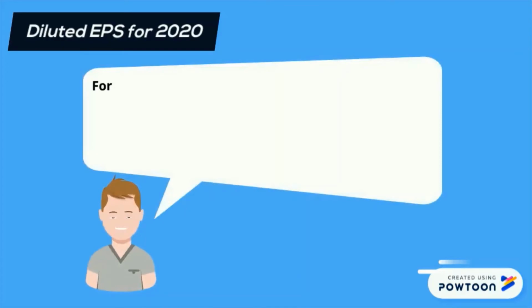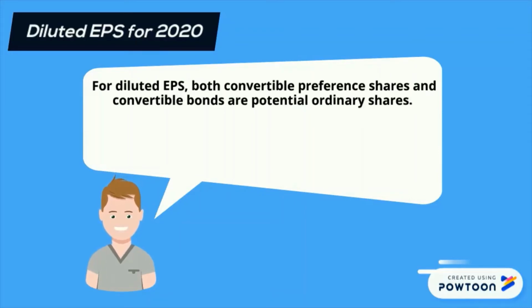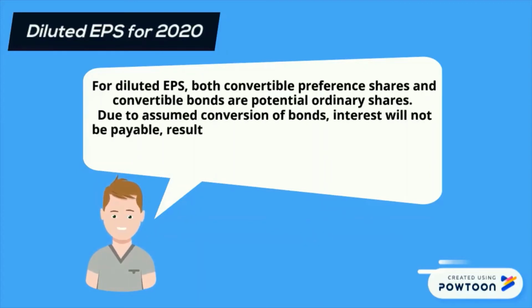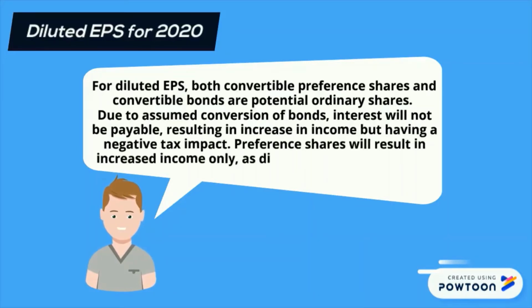Now we go to the tricky part, that is calculating diluted EPS for 2020. We'll break this up into small segments, to help us better grasp the concept. For diluted EPS, both convertible preference shares and convertible bonds are potential ordinary shares. To find out the diluted EPS, we will assume that both bonds and preference shares are converted into ordinary shares. Due to assumed conversion of bonds, interest will not be payable, resulting in increase in income but having a negative tax impact. Preference shares will result in increased income only, as dividend is always after tax.